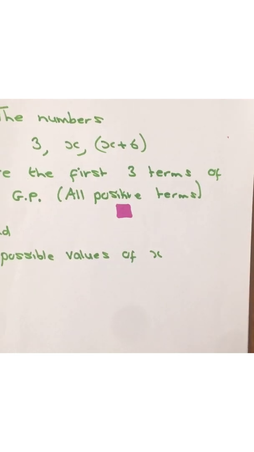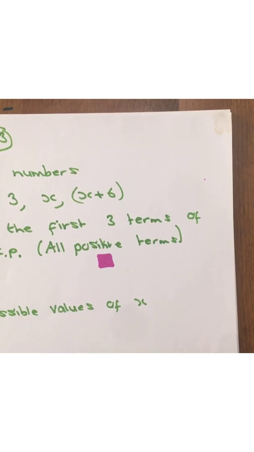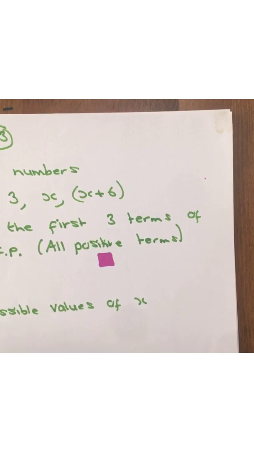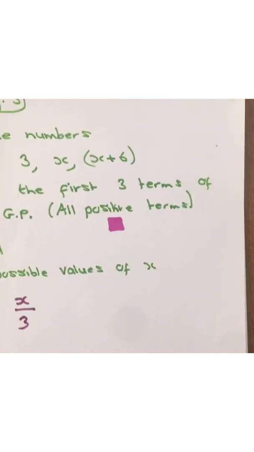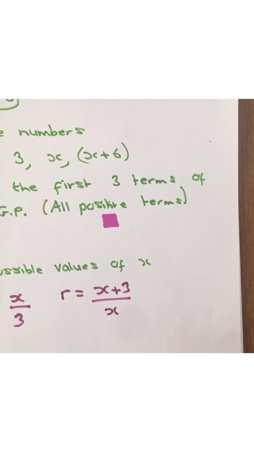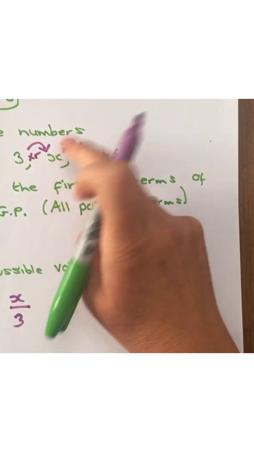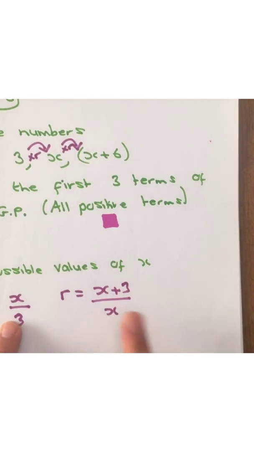Okay, question 3. We're going into algebra now. So I've got 3 terms of a geometric sequence, and I know they're all positive, and I want to find the possible values of what x could be. Now, I know that my common ratio is the same. Going from one term to the next, I'm timesing by r. To find r, I divide the second term by the first term, and I could have also divided the third term by the second term. So this divided by this is r, and this divided by this is r. So these two are equal.